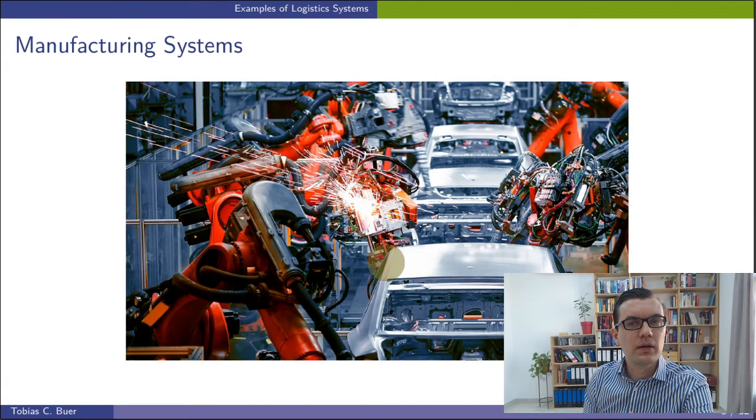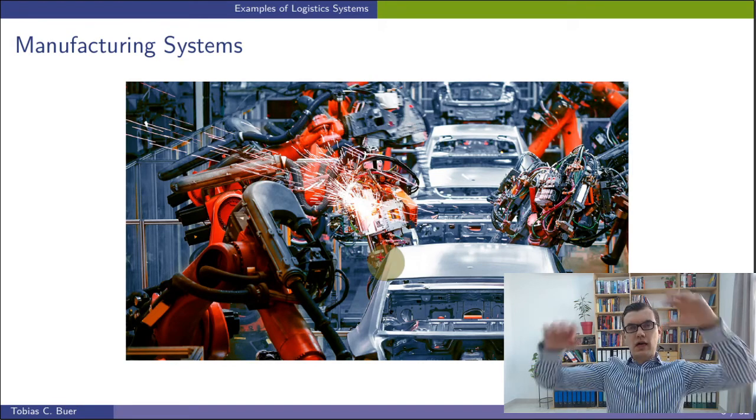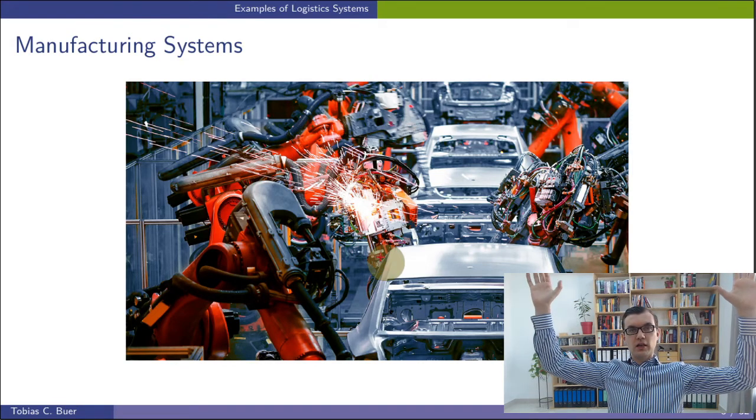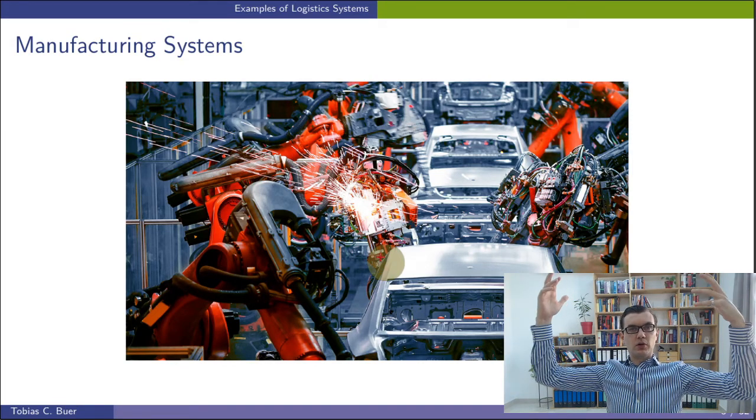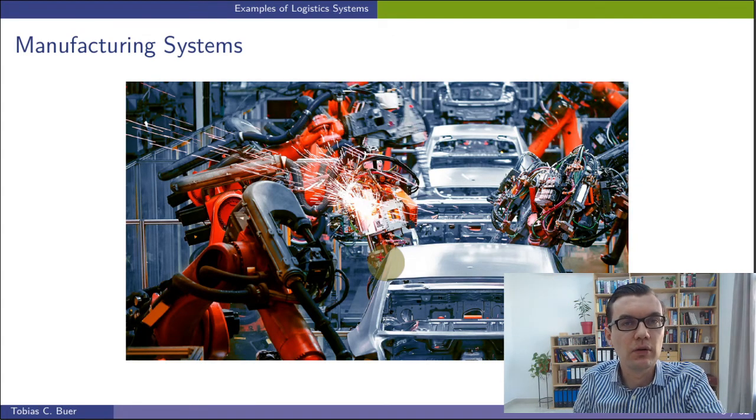One example related also to the headline of this course, Production Logistics, is a production system, a manufacturing system. In this example here you see an automotive assembly chain where robots construct automobiles. And during this production process, of course, on the high level you have the supply chain where parts are produced in different factories all around the world.